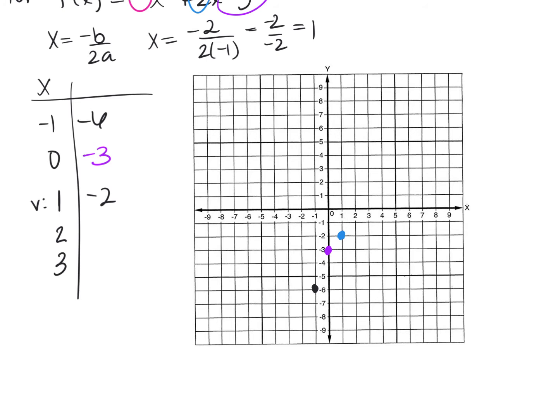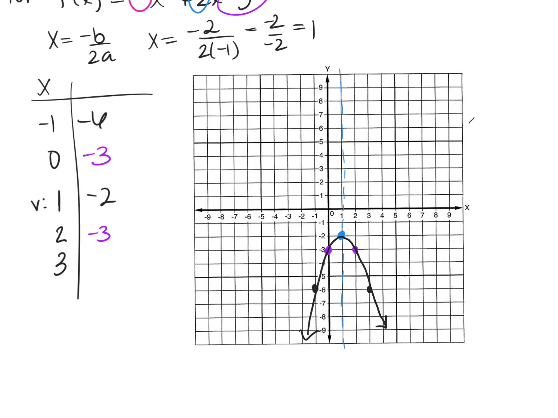Since my axis of symmetry is the equation x equals 1, I can take these points and just reflect them to the other side of my axis of symmetry. 2 away from the axis of symmetry, 2 away from the axis of symmetry. It's the same thing we'd get if we put them into our table. Negative 2, negative 3 is that point, and then 3, negative 6 is the reflection of that point. And then we connect it.